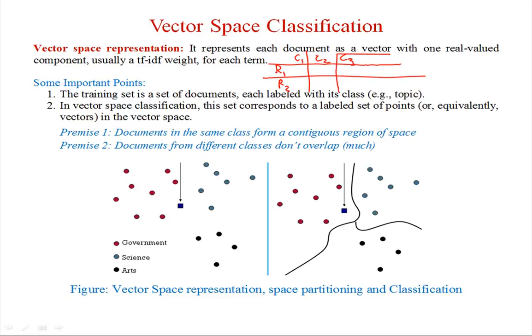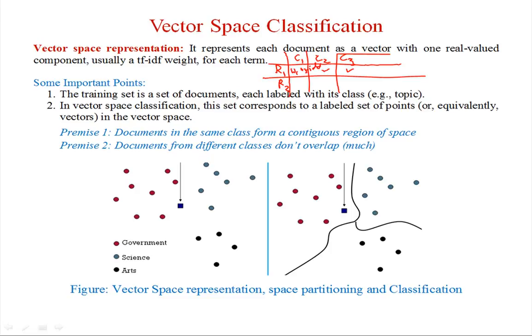Now in vector space representation, we will do something extra: we represent a word and its TF-IDF score. Similarly, word 2 and its TF-IDF score, word 3 and its TF-IDF score, and so on. Similarly, in row 2 we will use document 2, its first word and its TF-IDF score, second word and its TF-IDF score, and so on. This is the traditional vector space representation.